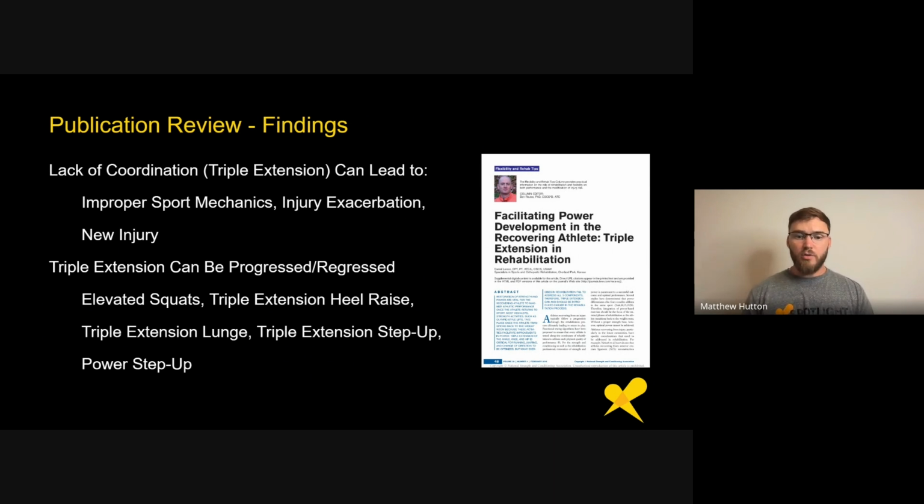But then he goes into the different progressions and regressions of the triple extension. So he has originally starting out on flat ground with a heel raise, getting into a triple extension lunge where they're getting a big press off. You're starting to go against gravity with the triple extension step up. And then he moves into the last piece, which is the power step up, which is essentially the same as the triple extension step up, but you're pressing harder into the box, and then you're stepping up faster to create more force via that force velocity curve.